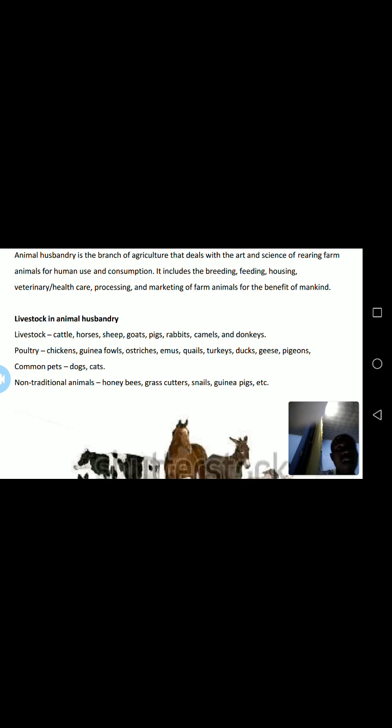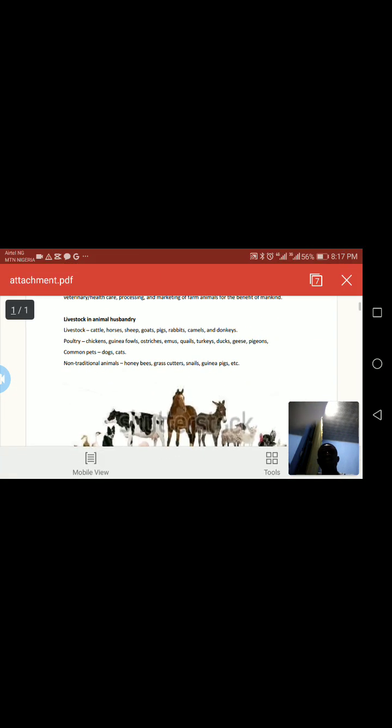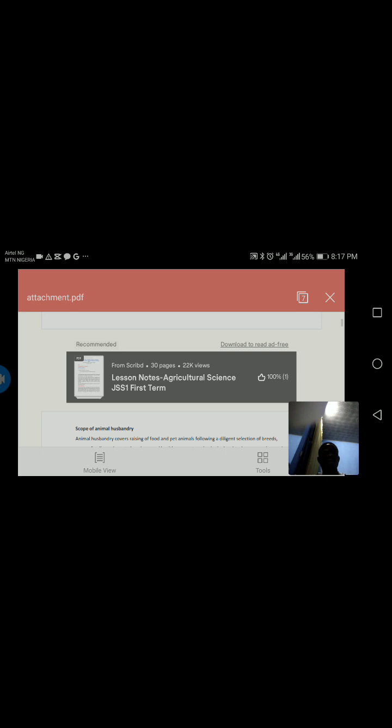We have the non-traditional animals, which are bees, grass cutters, snails, guinea pigs, and so on and so forth. These are also livestock. All right, let's carry on.